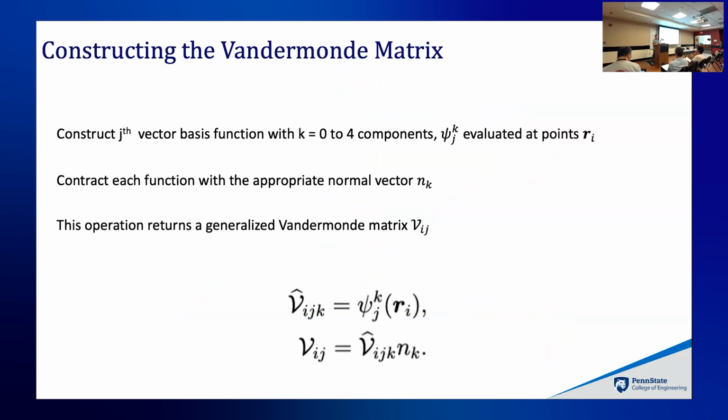And so we move towards constructing a Vandermonde matrix. If you take your jth vector basis function, which has components 0 through 4, you evaluate this at some point. You can then contract each function with a normal vector associated with the degree of freedom. And this contraction operation returns a generalized Vandermonde matrix.